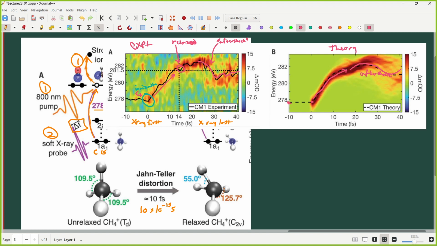This is your initial state. This is your final state. You usually think of electrons being lost instantaneously, but it's never instantaneous. There's always some time scale. And what's the time scale? Well, here it's exactly 15 femtoseconds, and they're able to observe that completely in their experiment.